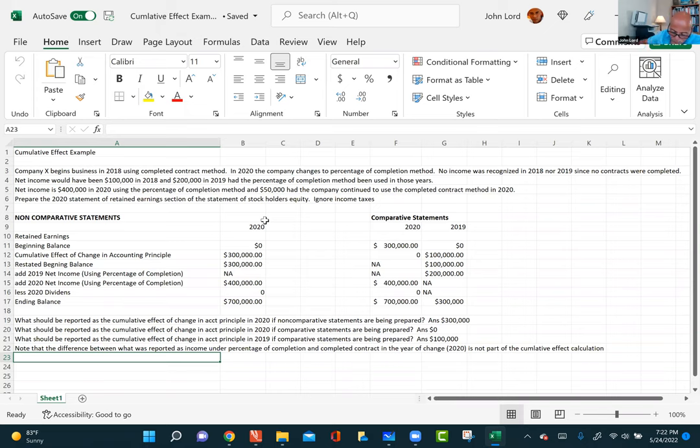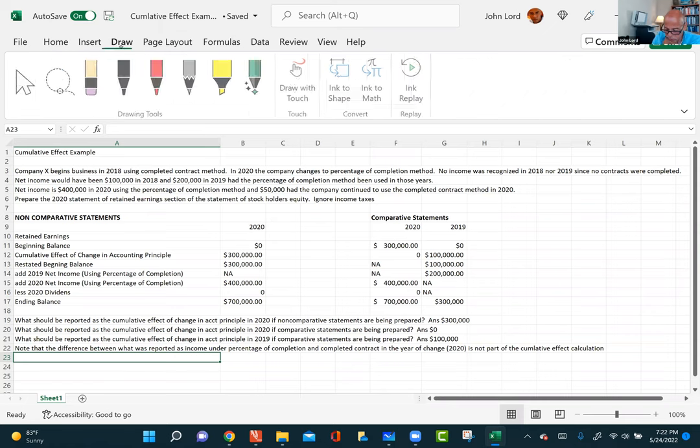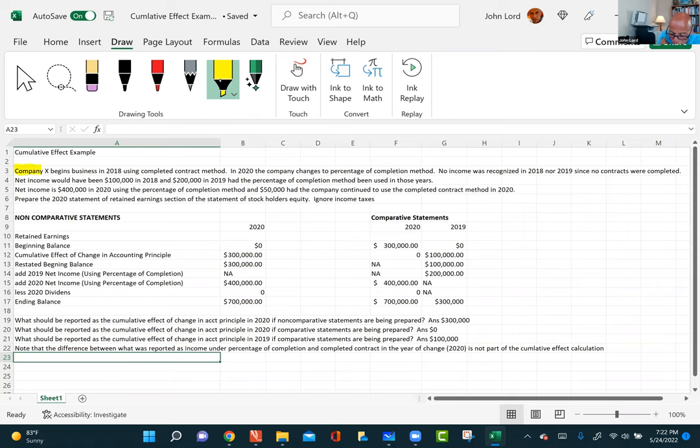So I'm going to go through this cumulative effect example. And in this example, let's see if they'll let me draw, since we're used to highlighting when we go through, okay. They tell me that company X began business in 2018 using the completed contract method. In 2020, the company changes to percentage of completion. No income tax was recognized in 2018 nor 2019 since no contracts were completed. Net income would have been $100,000 in 2018 and $200,000 in 2019 had the percentage of completion method been used in those years. Net income is $400,000 in 2020 using the percentage of completion method, and it would have been $50,000 had the company continued to use the completed contract method. Prepare the 2020 statement of retained earnings, a section of the statement of stockholders' equity.